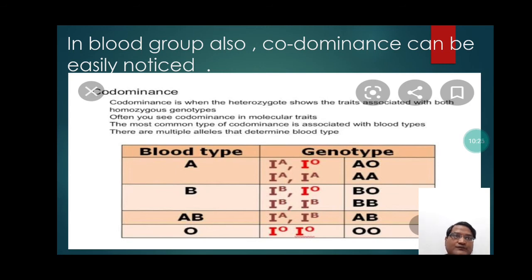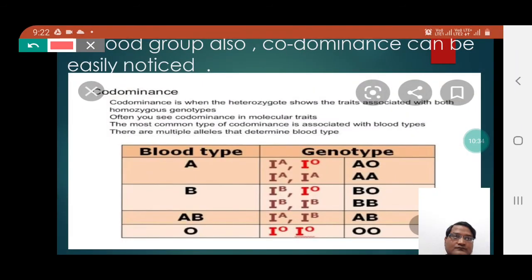In blood group also, codominance can be easily noticed. So students, in the blood groups A, B, AB and O, we can notice codominance, where the genes I A, I B, I O are the genes for different types of blood group.